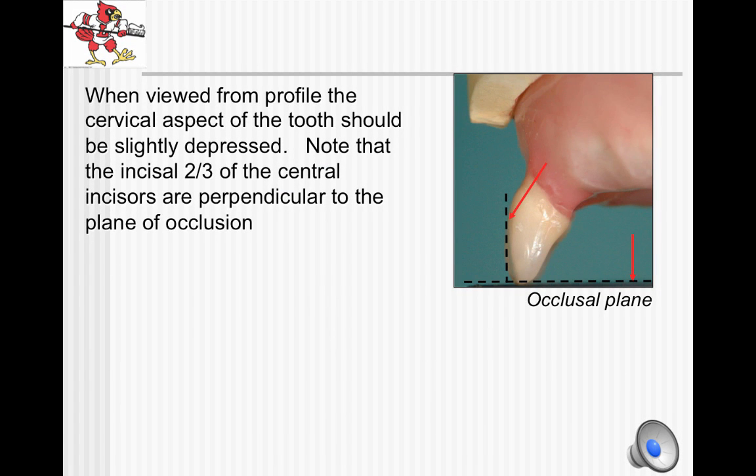When viewed from profile, the cervical aspect of the tooth should be slightly depressed. Note that the incisal 2/3 of the central incisors are perpendicular to the plane of occlusion. The middle of the tooth is then the most prominent aspect of the setup.